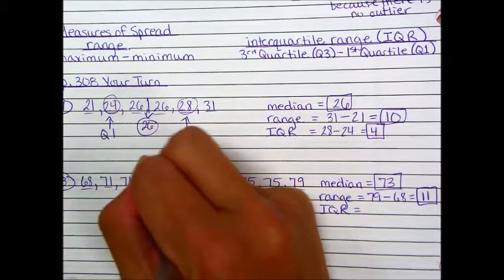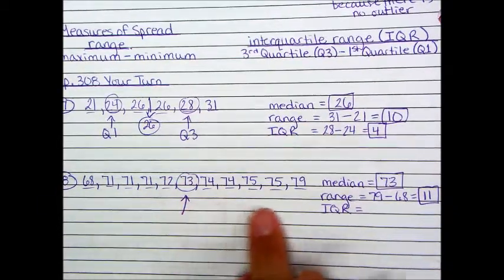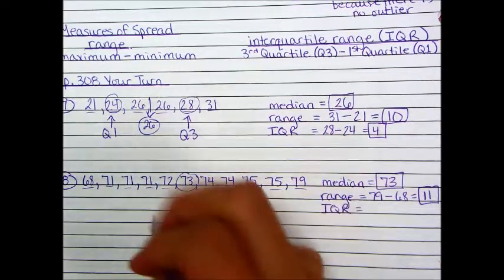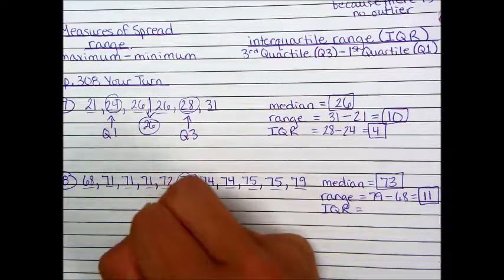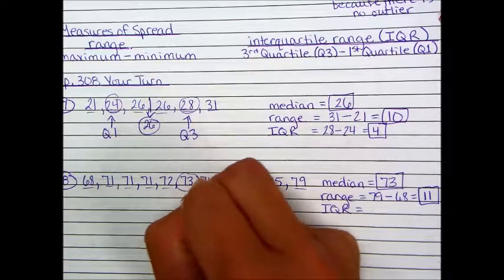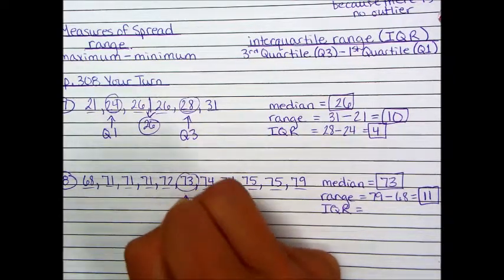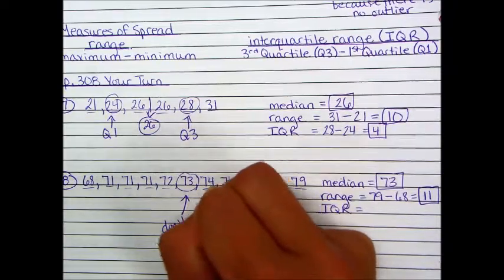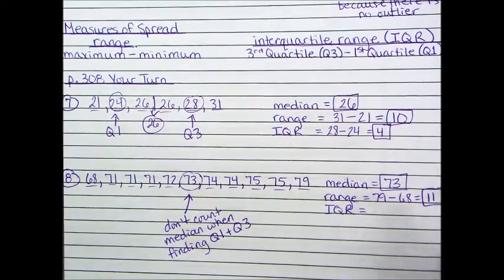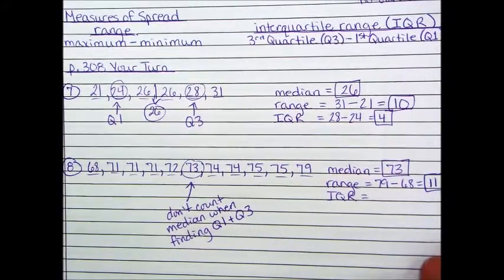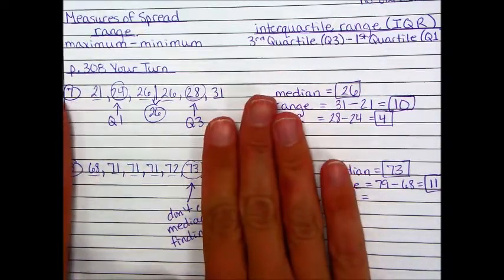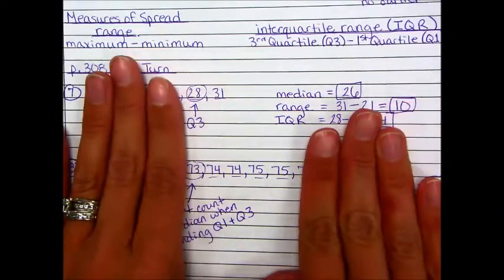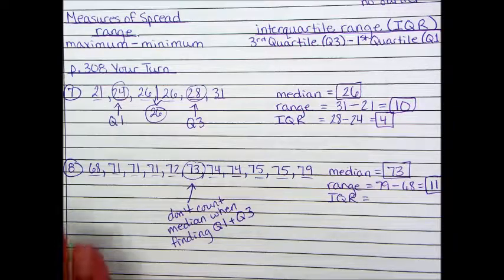Here's something real important about these ones with the odd number of values. Make a note, write it down. Don't count the median when finding Q1 and Q3. It will mess you up. So write it down and I'll show you exactly what I mean. Forget the 73 is there. Don't say, ooh, 73 goes with the lower half and 73 goes with the upper half. Don't include the 73 anymore.